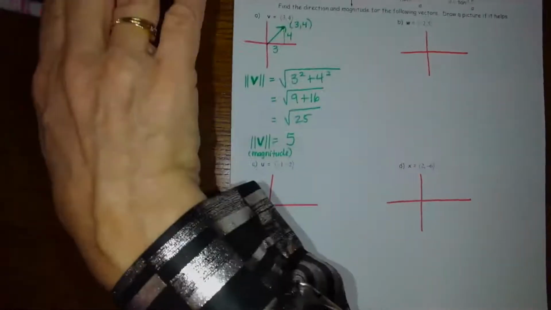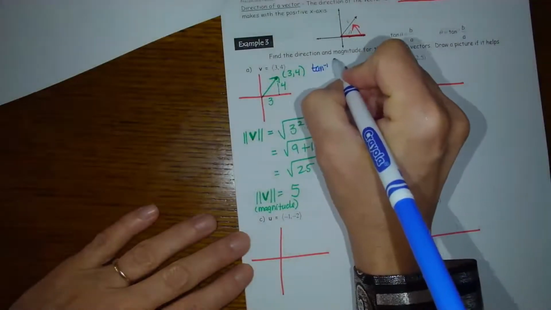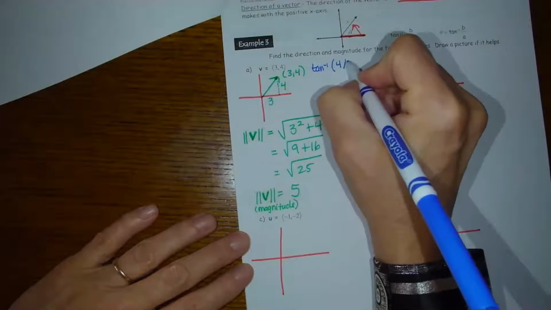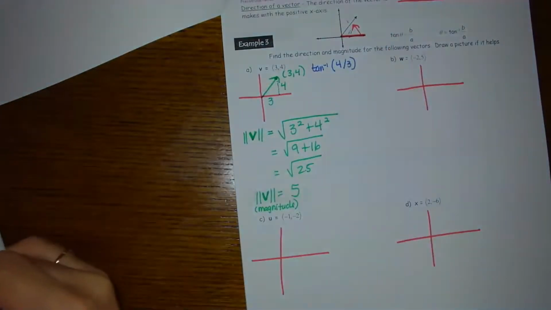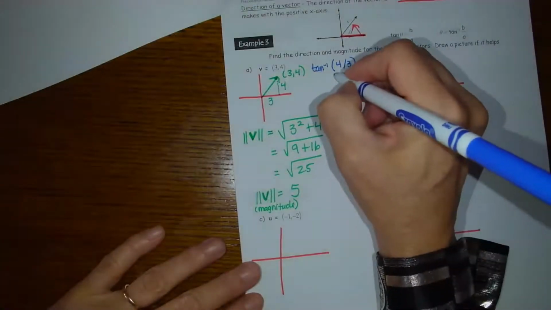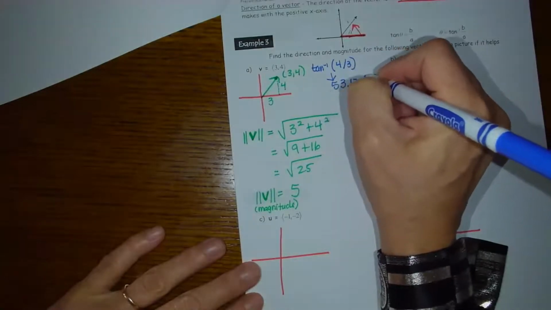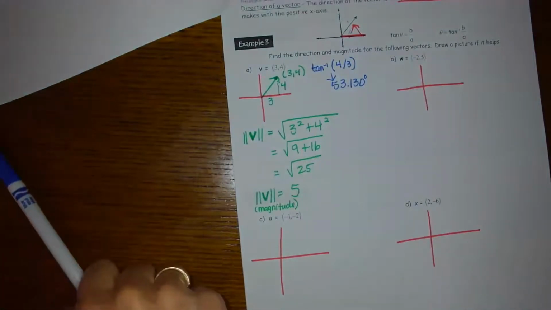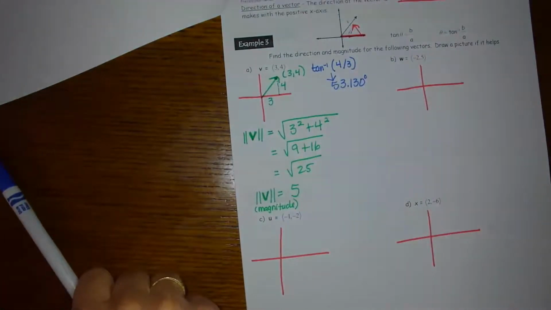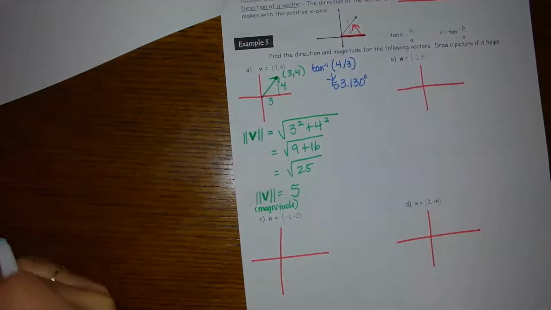So what would the direction be? We're going to do tangent, right? 4/3. So y'all type that in, right? You type in second tan, 4 divided by 3, and what do you get? 53.130. Again, unless you're told otherwise, keep those 3 decimals. Everybody okay with that? It makes sense? Are we good? Okay.